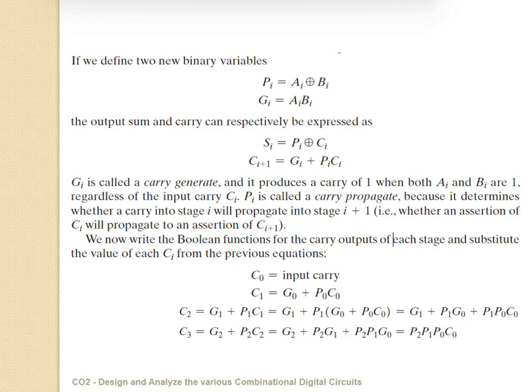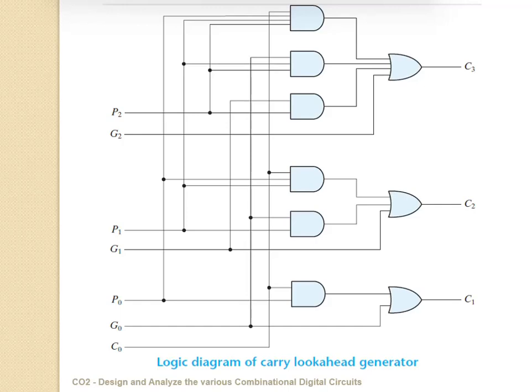C2 is equal to G1 plus P1 G0 plus P1 P0 C0. C3 is G2 plus P2 C2, which in turn is designated as G2 plus P2 G1 plus P2 P1 G0 plus P2 P1 P0 C0. These functions C0, C1, C2 and C3 can be implemented by using logic gates.